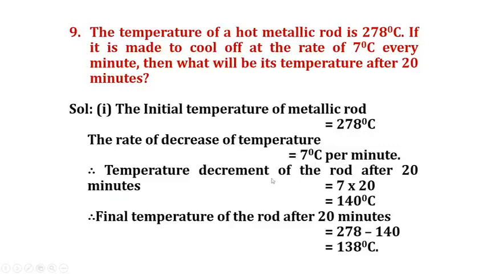So in 20 minutes what will be the decrement of the temperature? 7 into 20, 140 degrees it will decrease after 20 minutes. So after 20 minutes, what will be the final temperature? Have to subtract this 140 from 278. So 278 minus 140 is 138 degrees centigrade. Plus 138 degrees centigrade will be the final temperature after 20 minutes. Next.